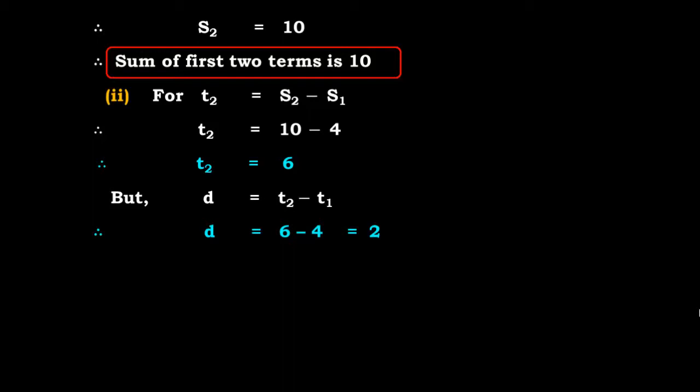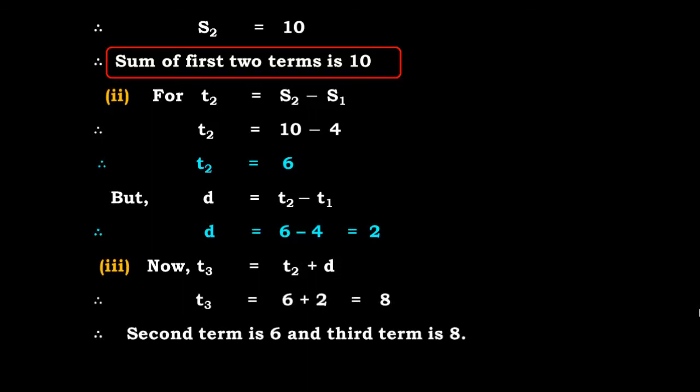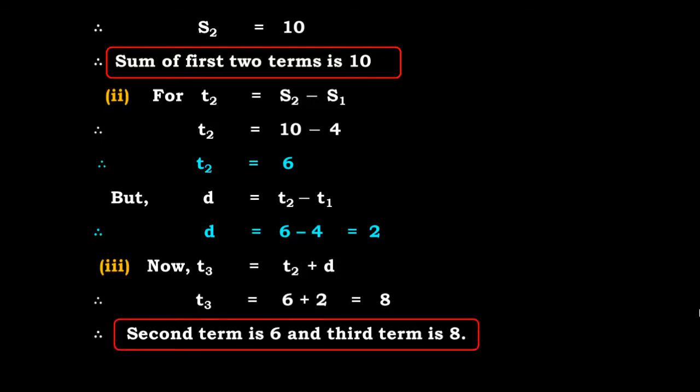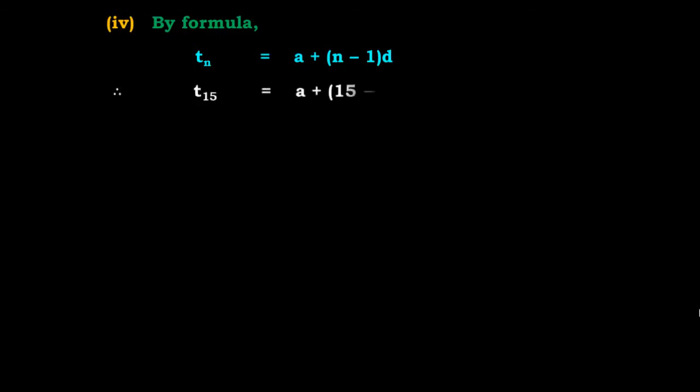We have the first term and second term, so we can calculate further. T3 is equal to T2 plus D, that is 6 plus 2 is equal to 8. That means the second term is 6 and the third term is 8. See student, we have second term 6 and third term 8. Now next we have to calculate using the formula T of n is equal to A plus n minus 1 into D. So n is equal to 15, so we can substitute T of 15 is equal to A plus 15 minus 1 into D. That is T15 is equal to A plus 14D.